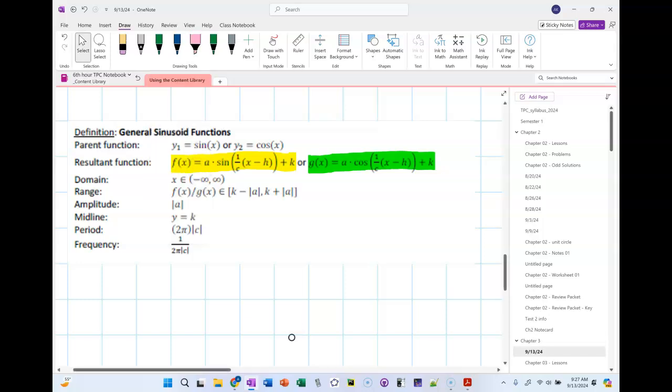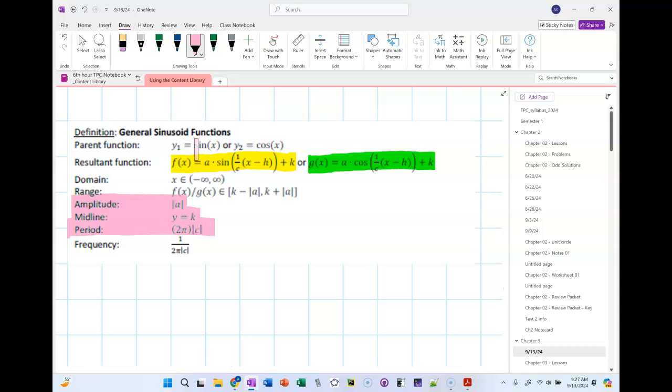But even better than that is based on the numbers inside those general equations, I have the formulas to figure out the amplitude, the midline, and the period. You'll use this all the time. I would write that down, absolutely. Should we write every single one? Or just the ones highlighted? I would just worry about the highlighted ones for today.